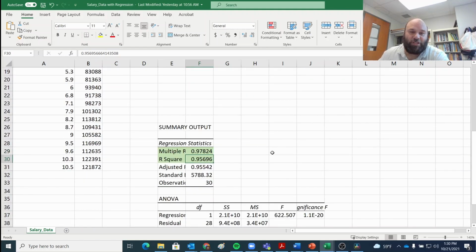And then R squared, if we square that number, we get 0.95696. So what is that? That's about 95.7%. And that tells us that 95.7% of the variation in salary is due solely to experience. That means there's a few other factors that may be at work here too.